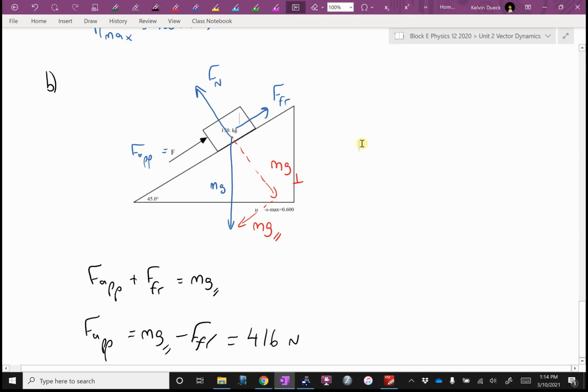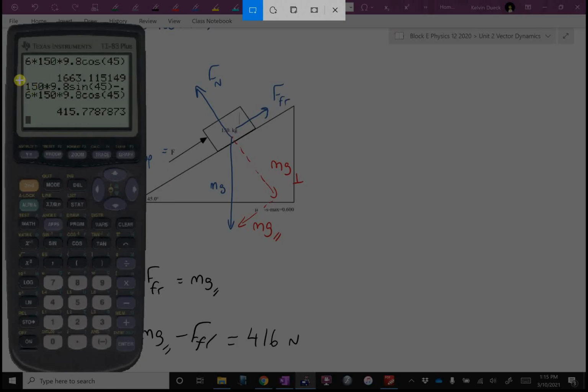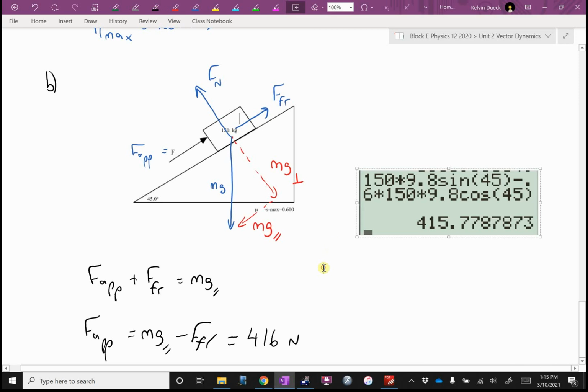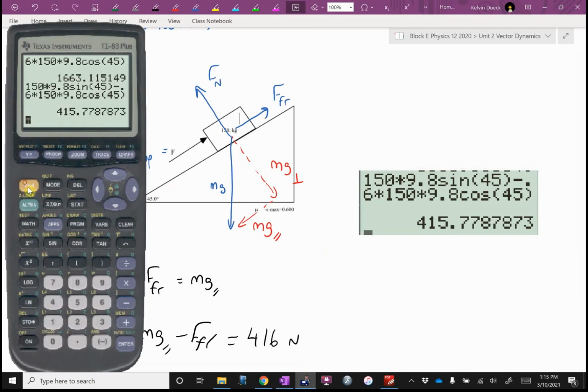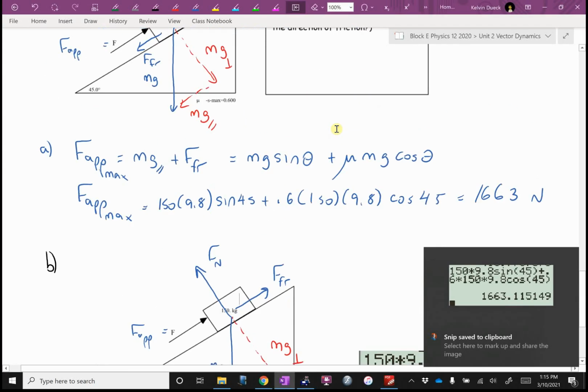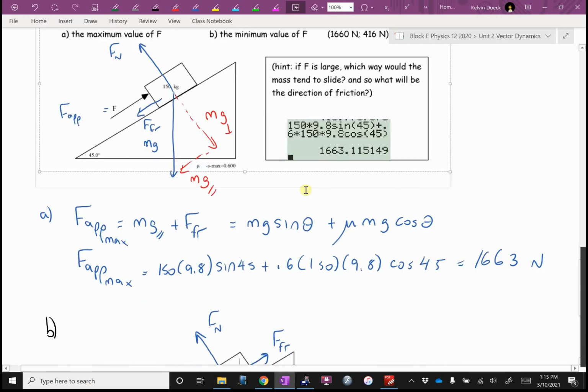Let's be clever, Mr. Dewick. Let's put that right here. Ooh. And let's even bring that other calculation where it was the plus sign. Let's put that right there. Okay.